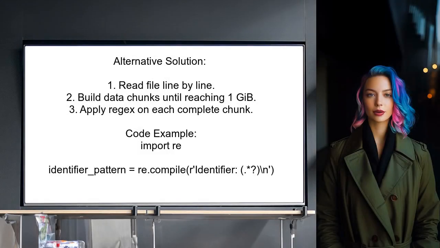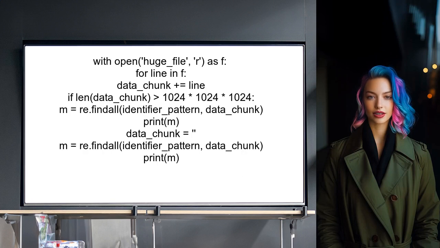An alternative approach to handle chunk boundary issues involves controlling how you form your data chunks. Instead of reading fixed-size chunks, you can read line by line and build your chunk until it reaches a specified size. This way, you minimize the risk of missing data at the boundaries.